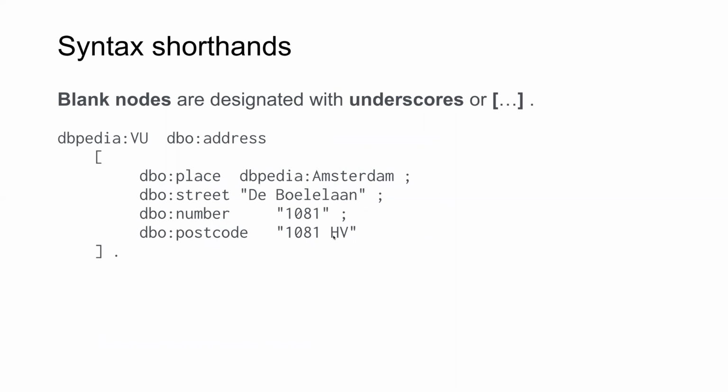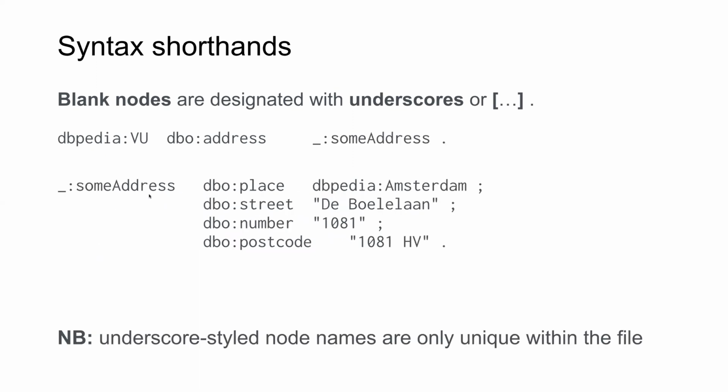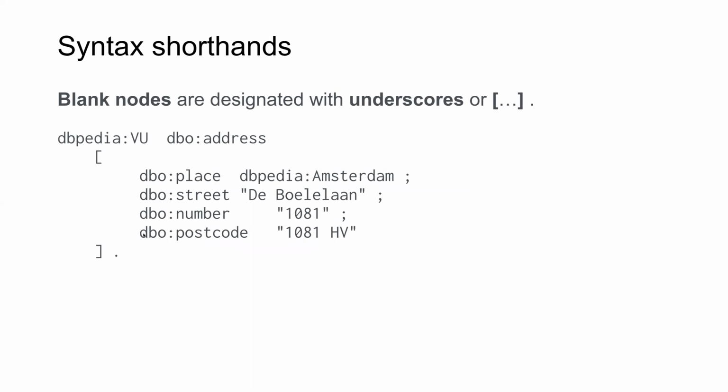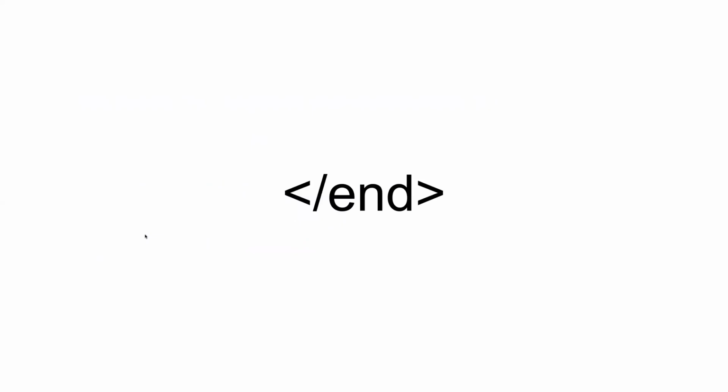So blank nodes can either be designated with underscores or with square brackets. You can also say the same thing that we expressed before with a different notation by saying foo has a certain address and then you have a square bracket. So the square brackets basically replace the empty name some address that we gave before, but the set of triples remains the same. This is the end of the second video. Thank you very much.